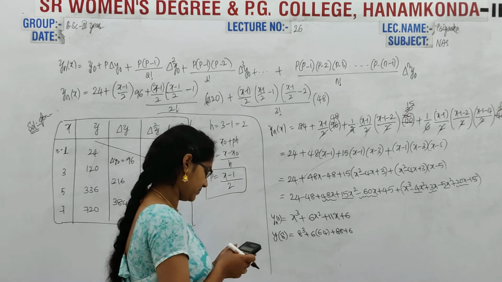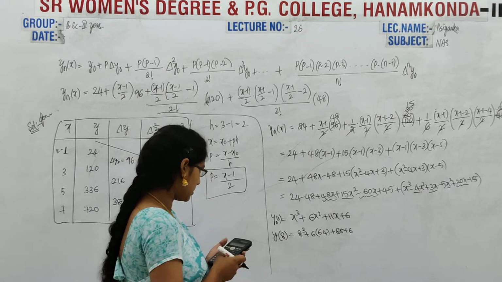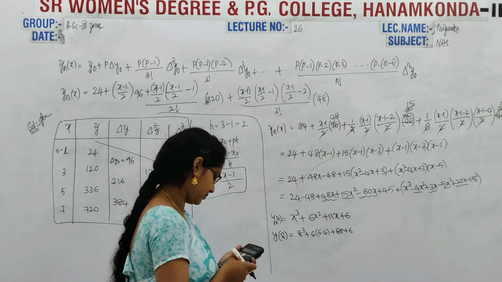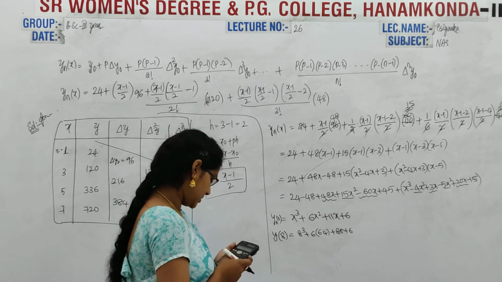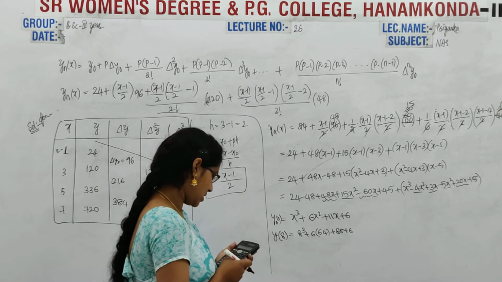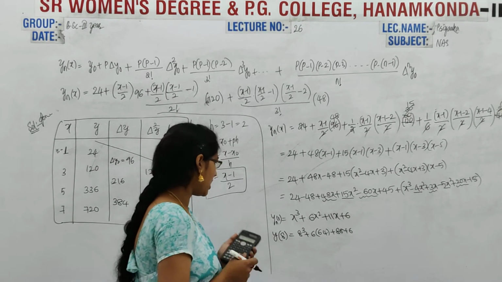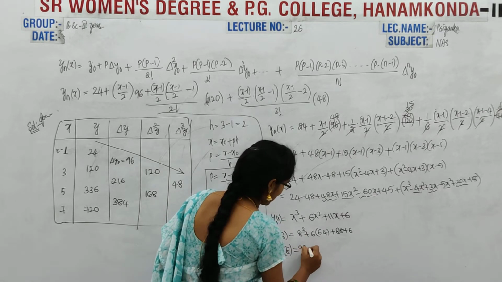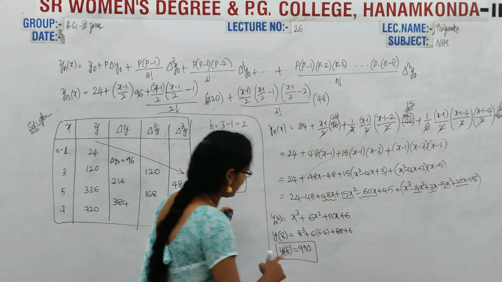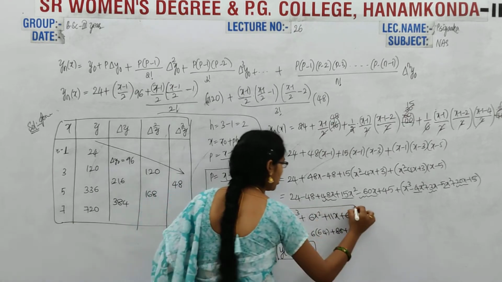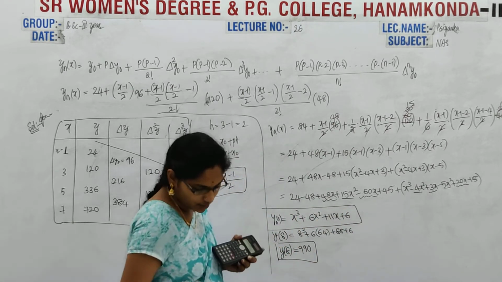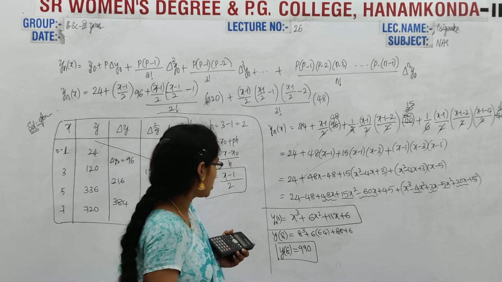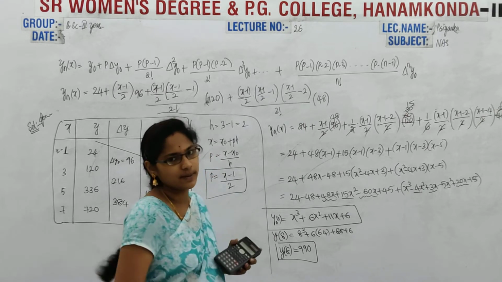8 cube plus 6 into 64 plus 88 plus 6, 990. So therefore y of 8 is equal to 990. So this is the second question, and this is the main polynomial equation. What is the polynomial equation? x cube plus 6x square plus 11x plus 6.